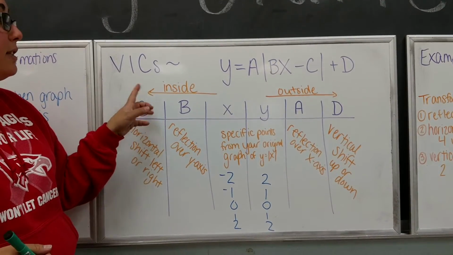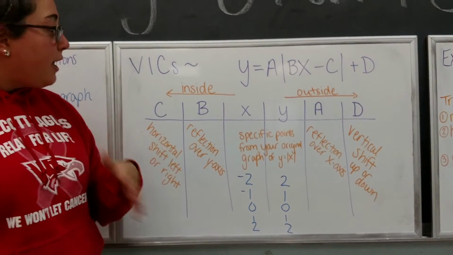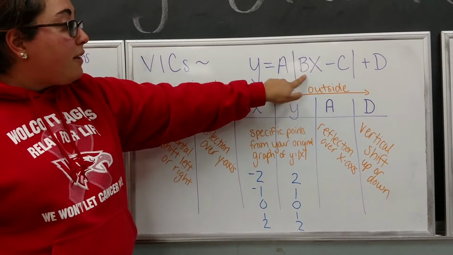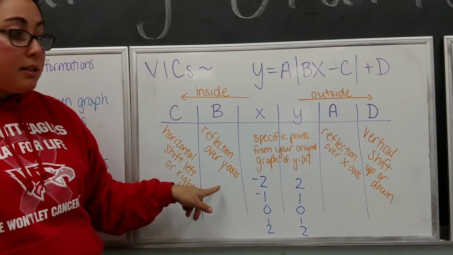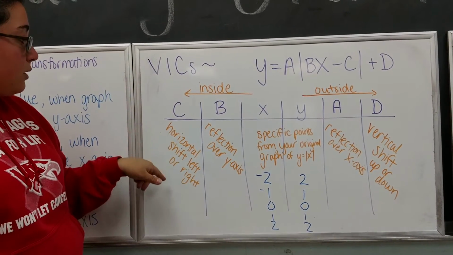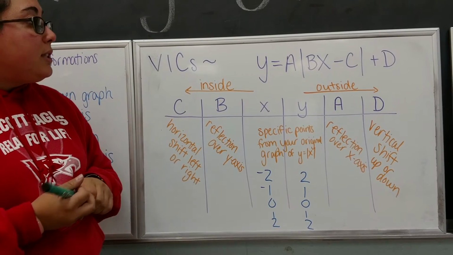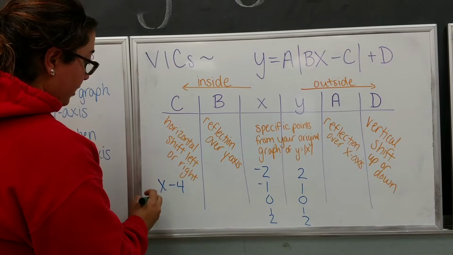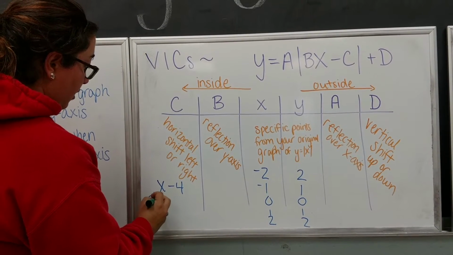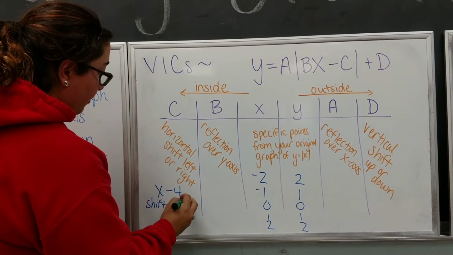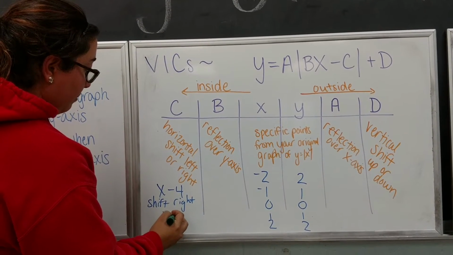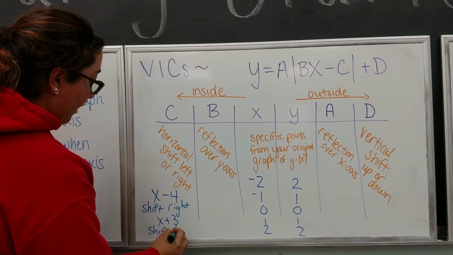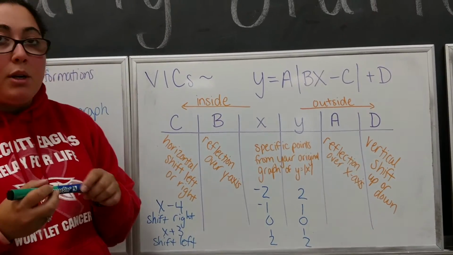If it's inside the parentheses, this is kind of where it becomes a little more tricky. So you have B, which is the inside. If you see a negative on the inside, that's a reflection over the y-axis. And C, which is a horizontal shift left or right. So for C, if we have something like x minus 4, that actually is a shift to the right, and we'll explain that later on in class. If we have x plus 3, that's going to be a shift to the left. It's kind of opposite of what your brain's trying to process.